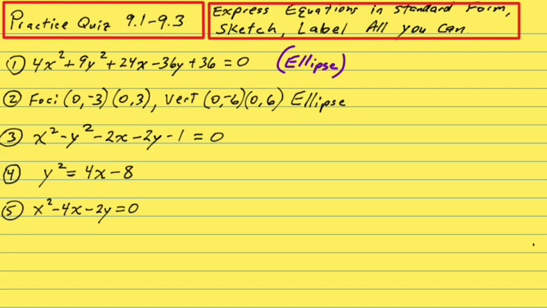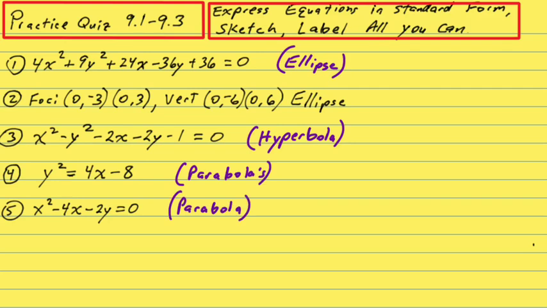Now, looking at number 3, both variables squared subtracted, I know from looking at it is a hyperbola. And if only one variable is squared, like number 4 and 5, those two are parabolas. So this is a parabola. Anyway, you can look at the equation to tell what it is shape-wise.